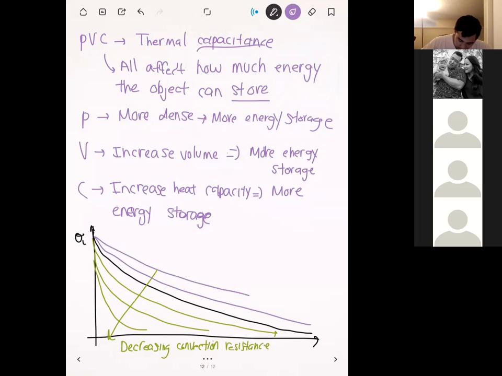If we increase any of the parameters that we talked about there, then you're going to have a shift up in this curve.